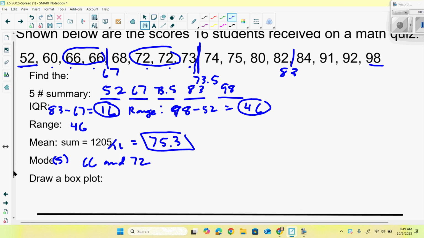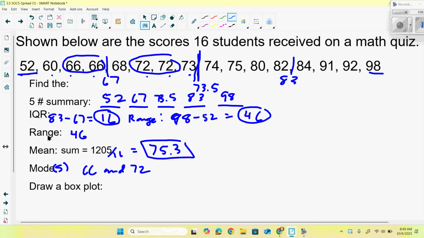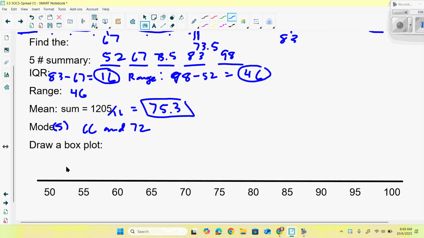Now to draw a box plot, we simply use these numbers from up here. And I'm going to do some estimating. So this would be my 52. And 98 would be up here. These are our whiskers.